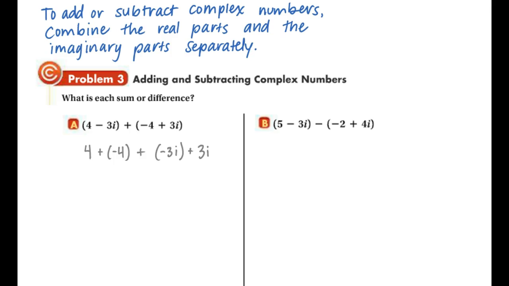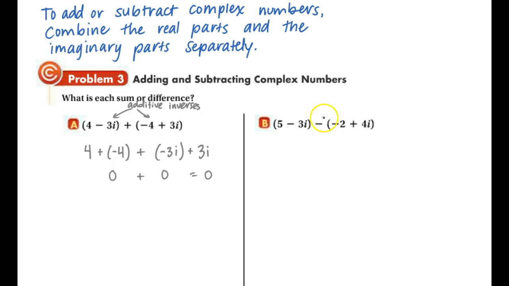So the real numbers combine and the imaginary numbers combine separately, so like terms. To make part A easier, I just reordered the problem, using the commutative and the associative properties. Now I have my real numbers next to each other, 4 and negative 4. When I combine those, I just get 0. And then I have my imaginary parts next to each other, negative 3i and positive 3i. When you combine that by adding, you also get 0. And when you add those together, you just get 0. So the sum of these two complex numbers is 0. And the reason why the sum is 0 is because these two expressions that we started with are called additive inverses.